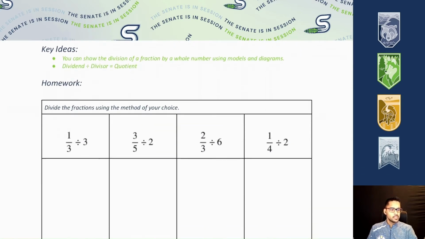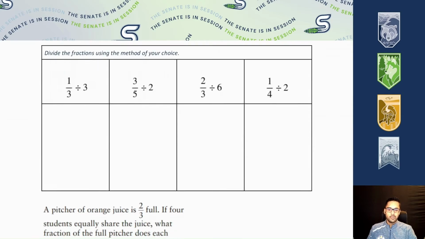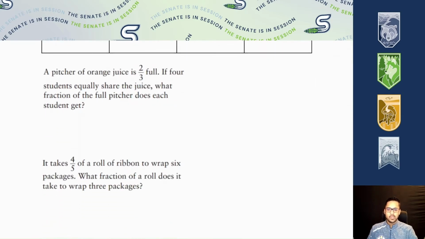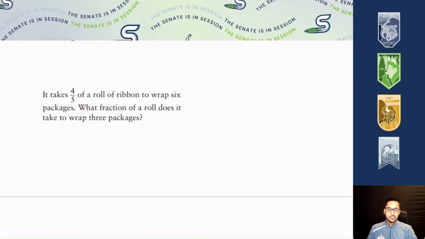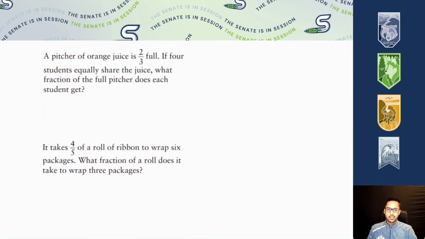Okay, you got a couple questions here which you can try. So divide using the method of your choice. Maybe try a mix of the two, and I'll have the answers for you in the link down below. And there's a couple word problems that you can try also. Okay, so highly advised, just try them out. They don't take too long. And you can check to see how you did.